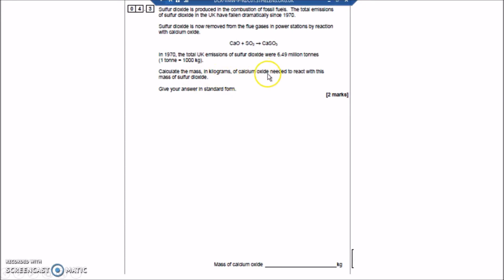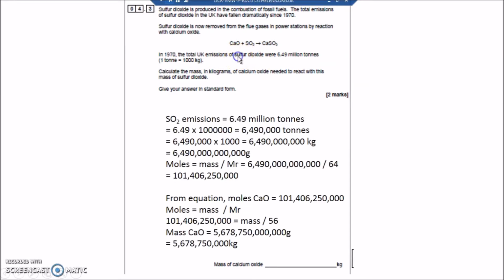Calculate the mass in kilograms of calcium oxide that would need to react with this mass of sulfur dioxide. Give your answer in standard form. So let's start to work out the number of moles of sulfur dioxide. First of all, SO2 emissions 6.49 million tonnes. Let's sort out these million tonnes. A million is 10 to the power 6, so I've multiplied by it: 6.49 times 10 to the power 6. I've worked out the number of tonnes, I've got rid of the million. Or you could put 6.49 times 10 to the power 6 if you prefer it in standard form.